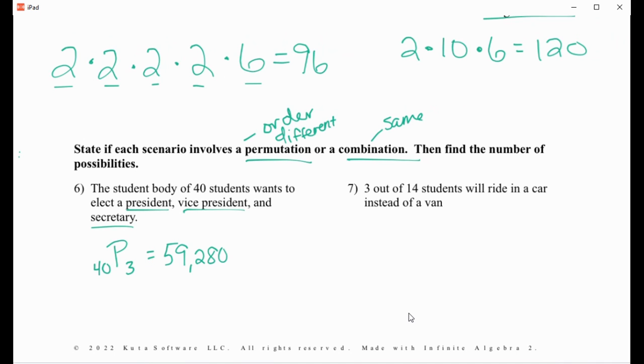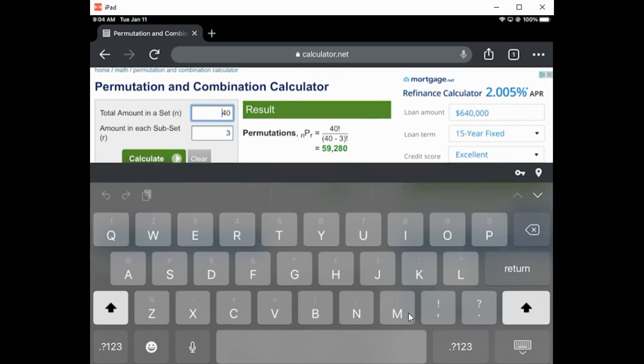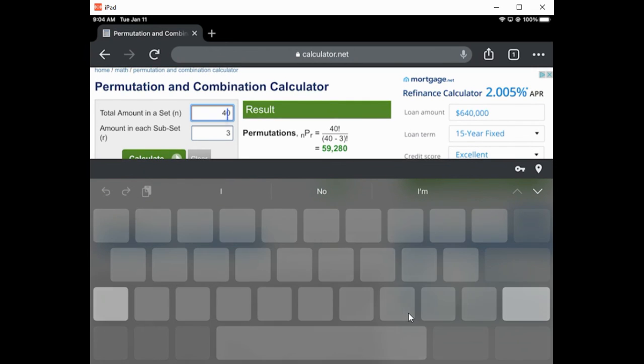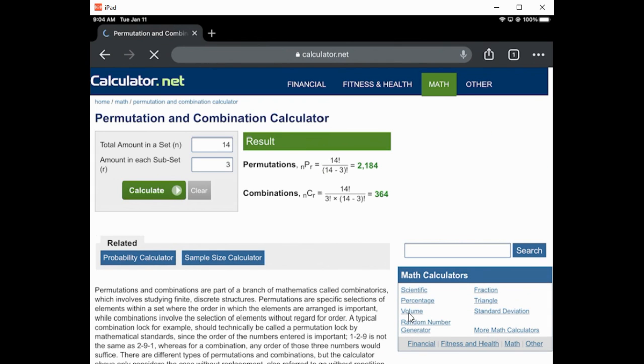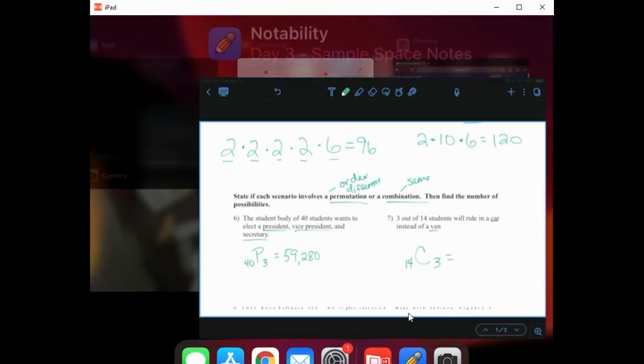This one, 3 out of 14 students will ride in a car instead of a van. They're doing the same thing. They're all going to ride in a car together. So that would be a C. If it's a P, it'll explicitly say the different things, or it'll talk about being in a specific order. Remember, the bigger number goes first: how many you're choosing out of, and then how many you're choosing goes second. So I'm going to come back over here, change this to 14, and it was 3 again. This time it's combination, so that's 364.